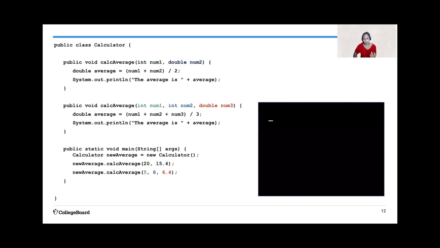My second call matches up to my second signature that has an int for the first value, an int for the second value, and a double for the third. So then the program is able to do what it needs to do after it has matched that signature. It will use that method to calculate my average.